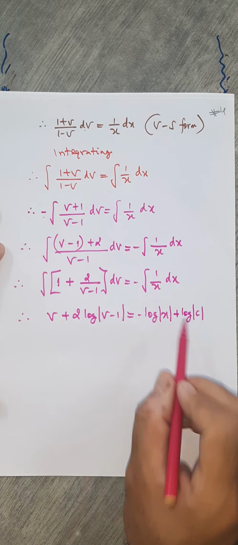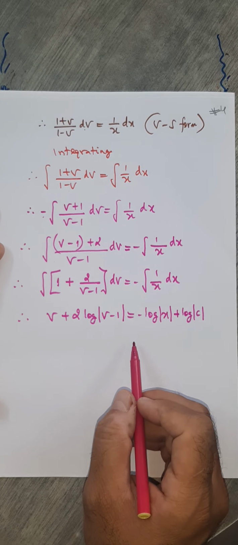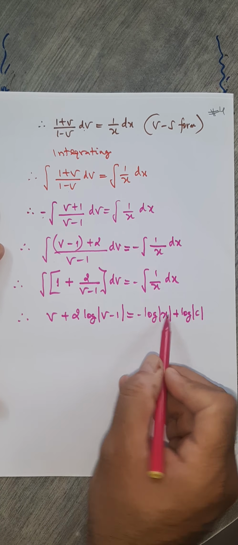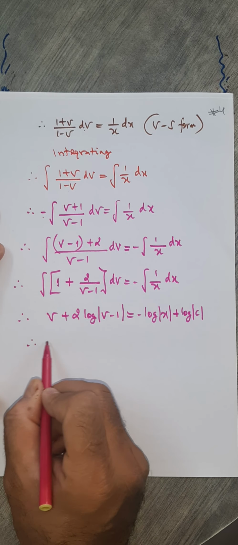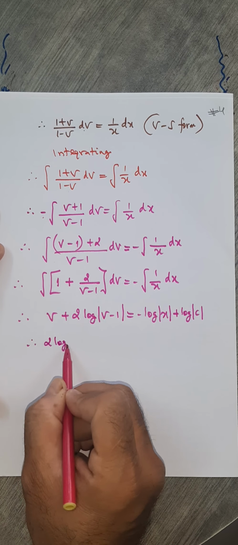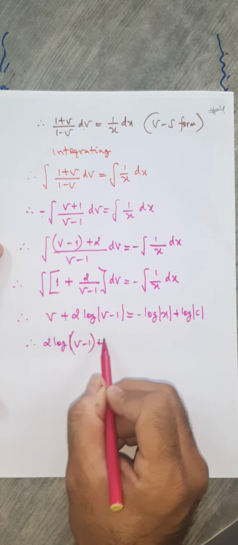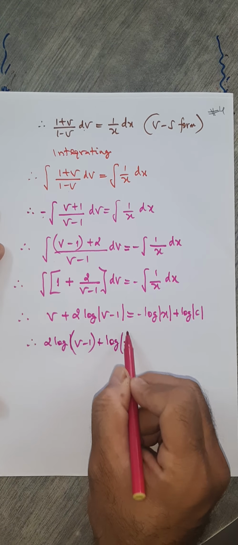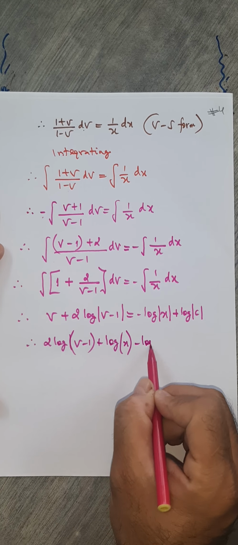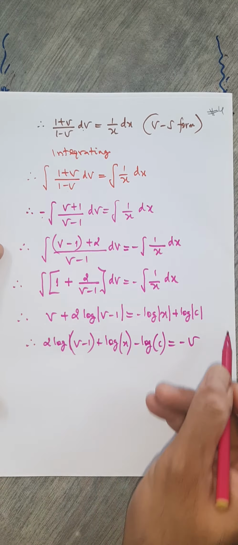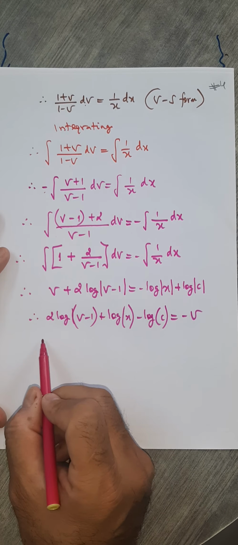Okay, so integration is over. Now the question is just simplification. I'll take all the terms having the log function on one side, and v on the other side. So twice log of (v minus 1), I'll drop the modulus, plus log of x minus log c equals minus v. I'll take that on the other side.